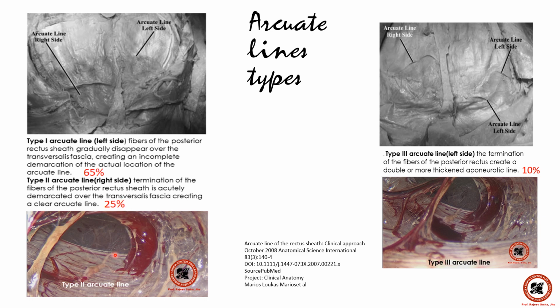This is the type 2 arcuate line, and you can easily see the loose preperitoneal space. Once you enter through the transversalis fascia, layer number 1 and layer number 2, you enter into the preperitoneal space. The third type, found only in 10% of cases, is where there are multiple arcuate lines or multiple thickenings in the posterior sheath, which mimic multiple arcuate lines, as seen in this photograph.